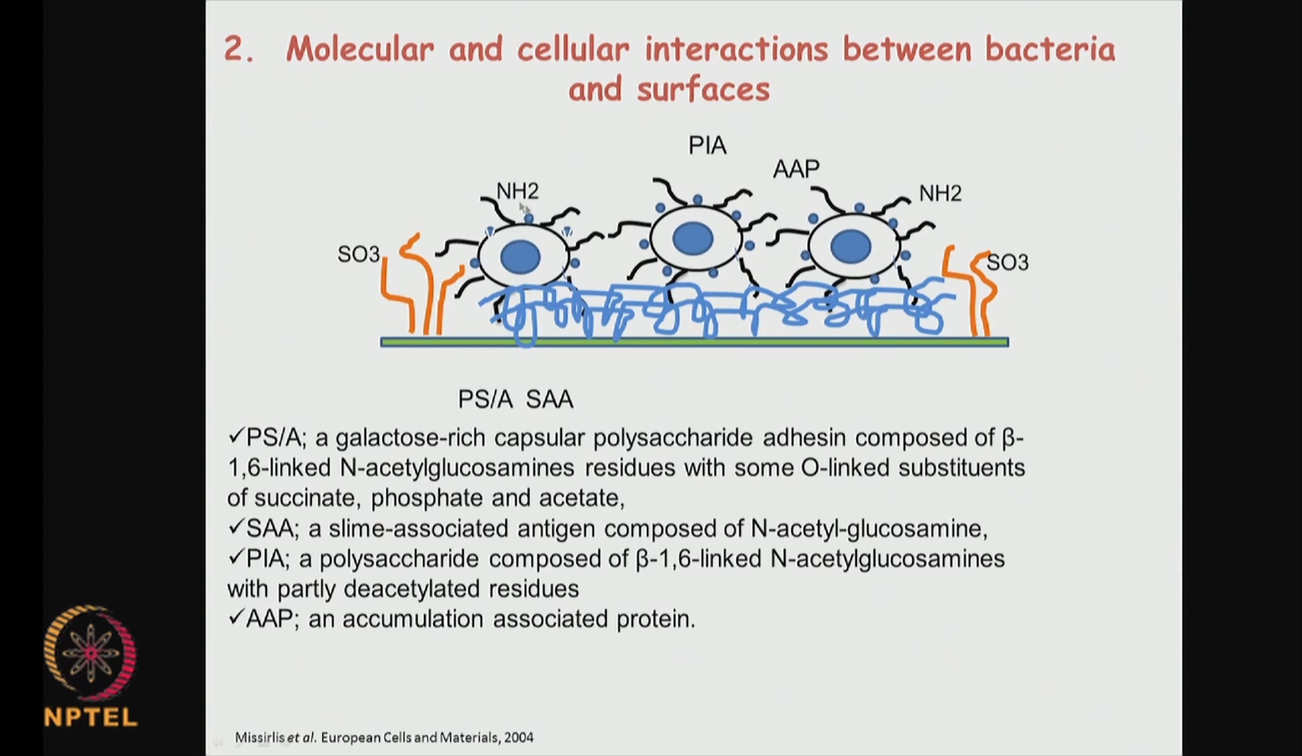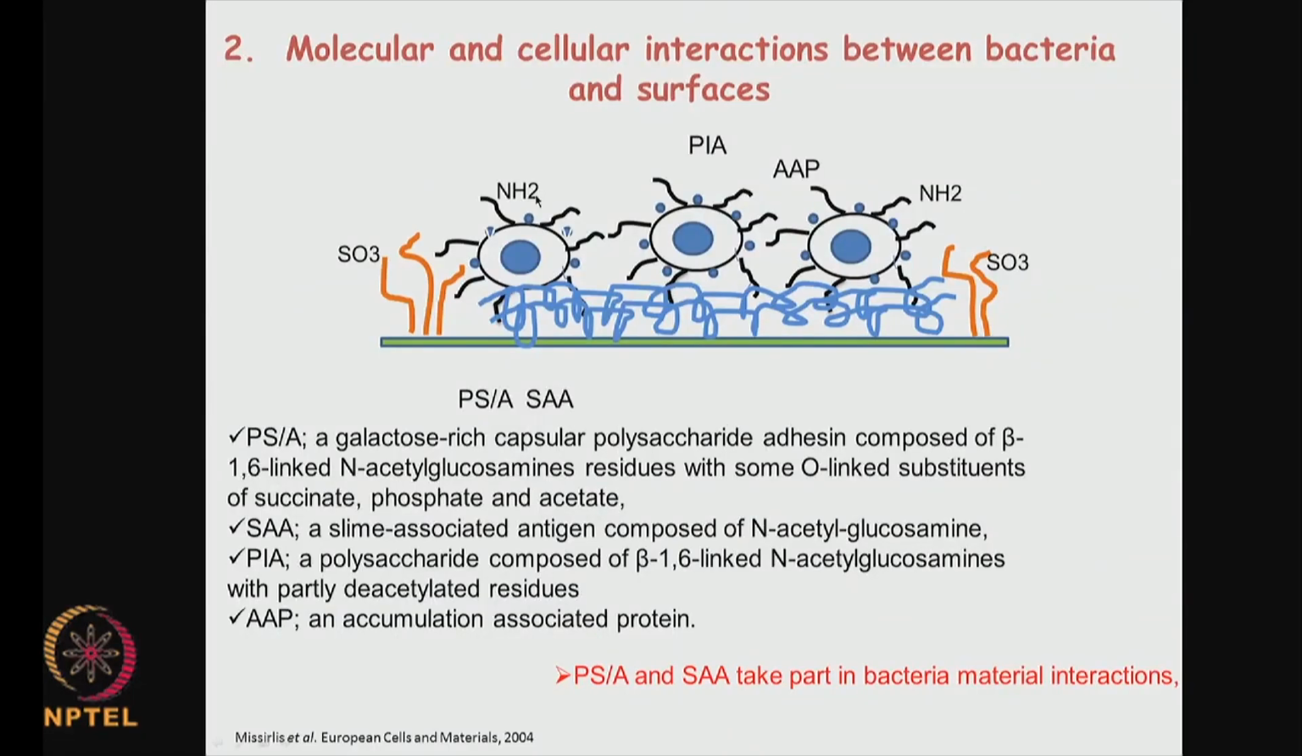So, the bacteria may have a lot of NH2 groups proteins, and the surface proteins may have a lot of SO3 groups. So, there could be attraction. So, this is the molecular and cellular interactions between bacteria and surface, whereas the physicochemical interactions could be because of the presence of chemotaxis, because of non-bonded interactions and so on.